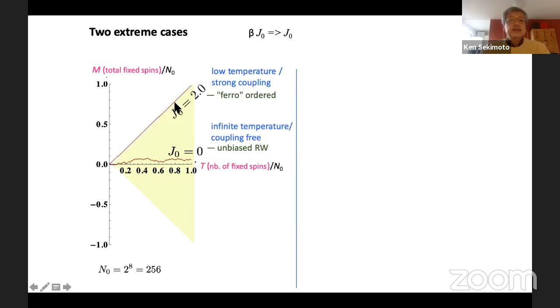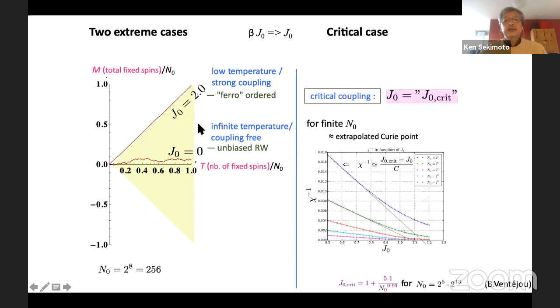On the other hand, if the coupling is strong enough, typically larger than the critical value of mean field ferromagnetic transition, which is 1, the trajectory is determined almost by the initial or first step, and then it moves almost 45 degrees, or follows the diagonal. So this is the result of 56 spins. Because these two are trivial, we are more interested in the critical case, where the coupling constant is critical.